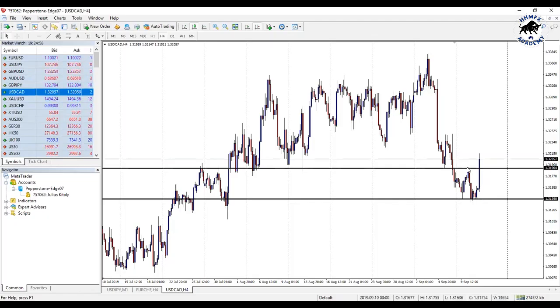Now, if we pass this, we move above. If we move above this rejection, now the previous resistance is no longer a resistance. If we look at this rejection from here, this one is no longer a resistance. Why? Because we are looking at it from the bottom. The previous resistance now becomes support. So we will treat this one, the previous resistance, as a support.